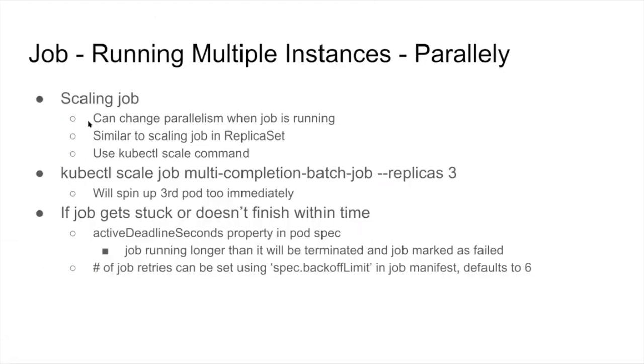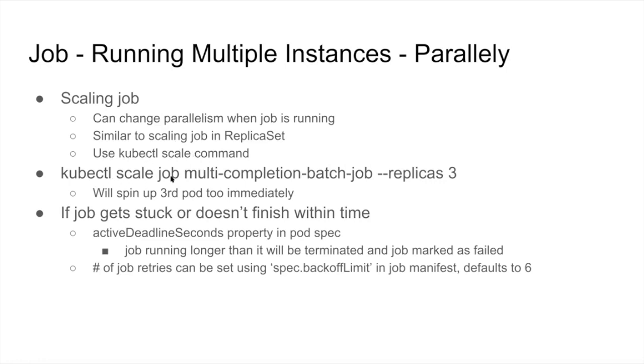So let's go through this. You can change the number of parallelism. So I have given 3. Scaling job: you can change parallelism while the job is running. It's similar to what you've seen in replica set, where we increase the number of replicas in the replica set. So you can use the kubectl scale command.